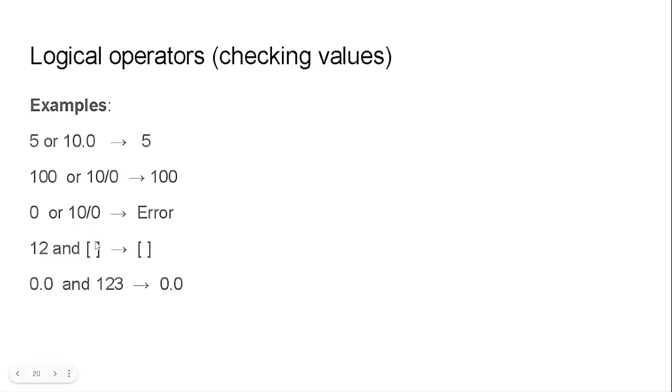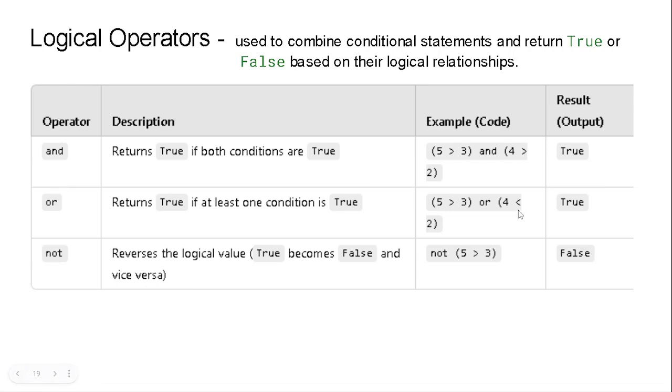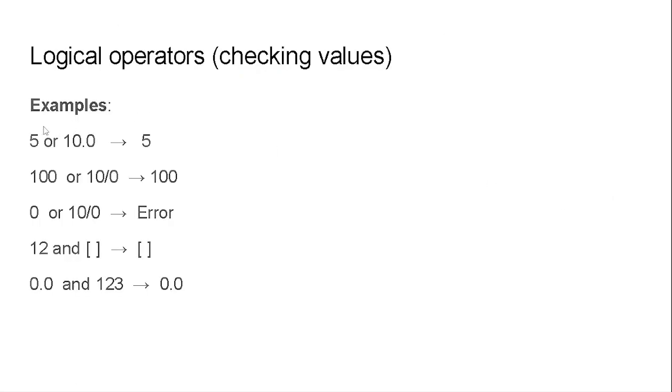Now 12 and empty list. When the AND operator is used, if the first value is true, the second value is the answer. If the first value is false, the first value itself is the answer. So look at 12 and empty list. 12 is a true value, so the second is the answer. Here 0.0 and 123: 0.0 is a false value, so this itself is the answer. So using logical operators, you can either combine two or more expressions and give the answer as true or false, or you can check values and give any one of the values as the answer.